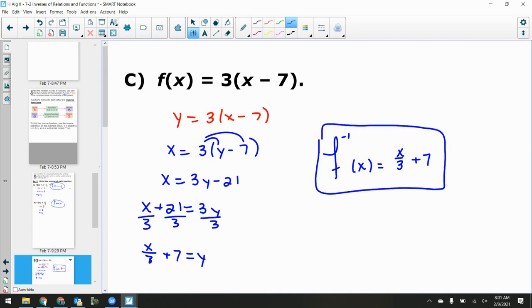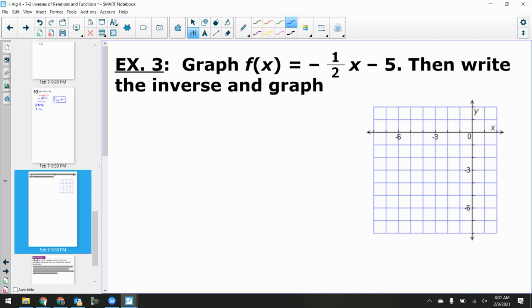How could you be very sure that these were indeed inverses? Graph them. You don't have to do it right now, but go ahead and put it in your calculator and see that they are true reflections of the line y equals x. All right. Graph f of x, write the inverse, then we'll graph again. Again, I should be able to see that this is a reflection of the line y equals x.